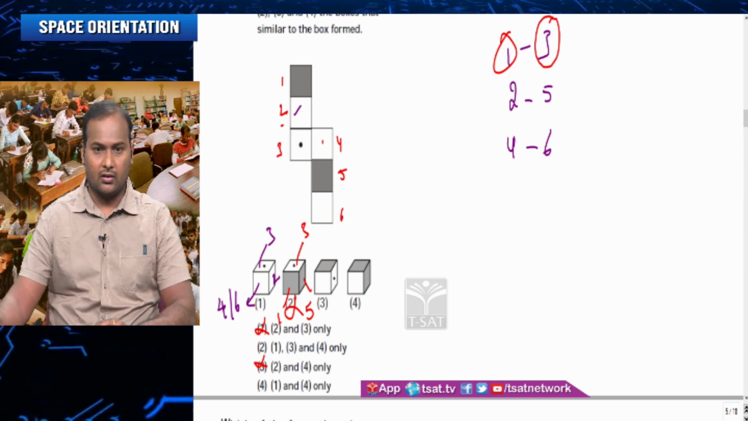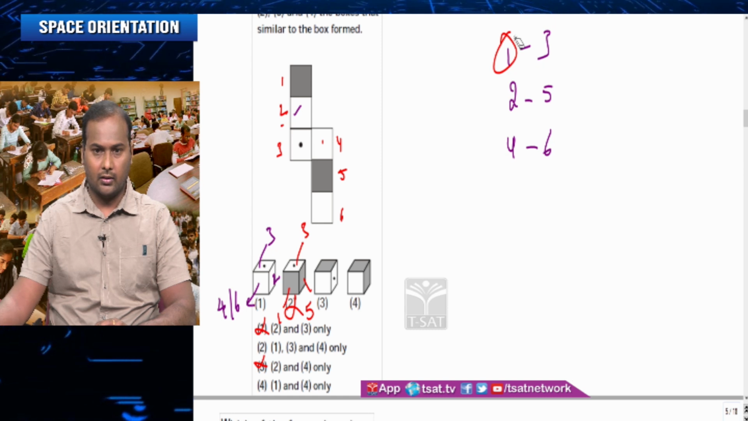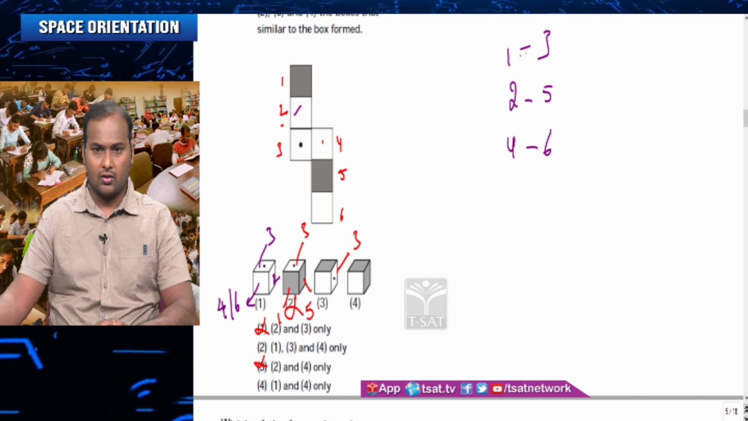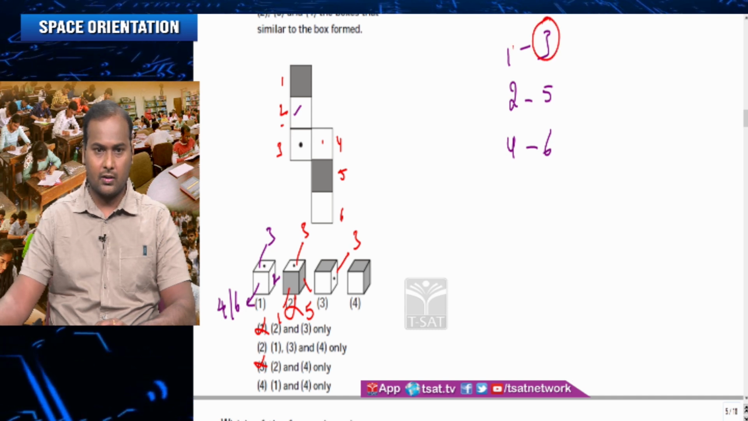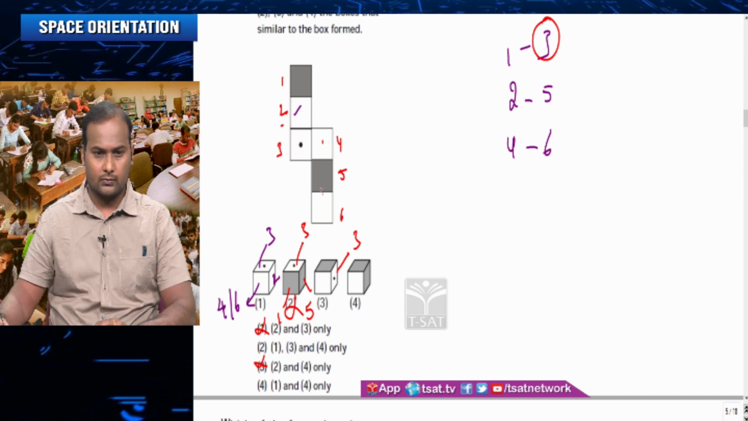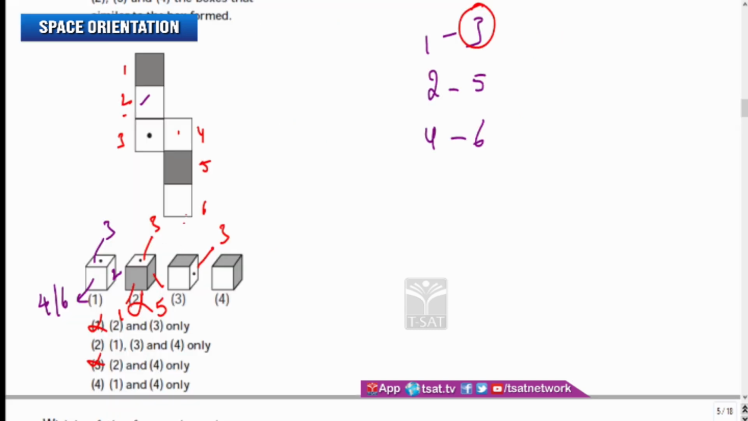See, in option 3, the dot will be 3. So 3 opposite is 1, which is dark in color, which is not visible for me, it is good. Now see the dark color. What is dark color here? 5. So this is 5. So this one will be dark color. So obviously this one will be 5.